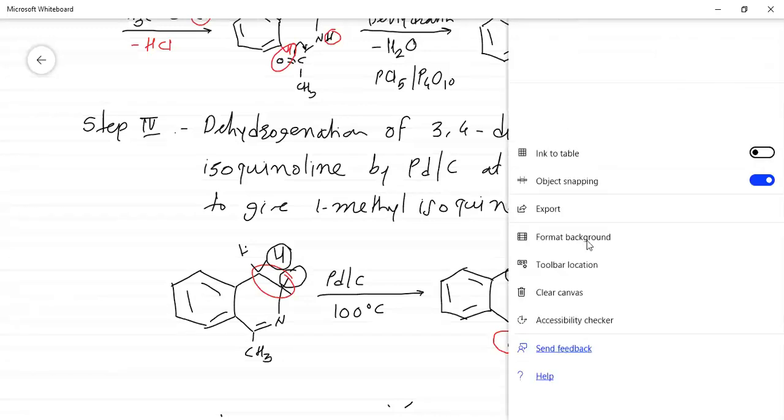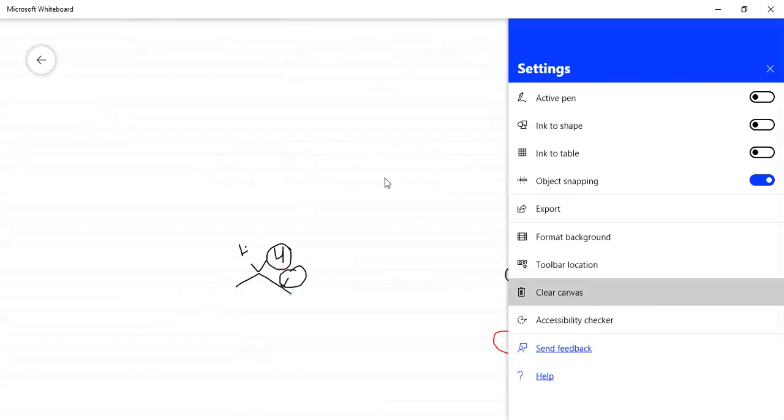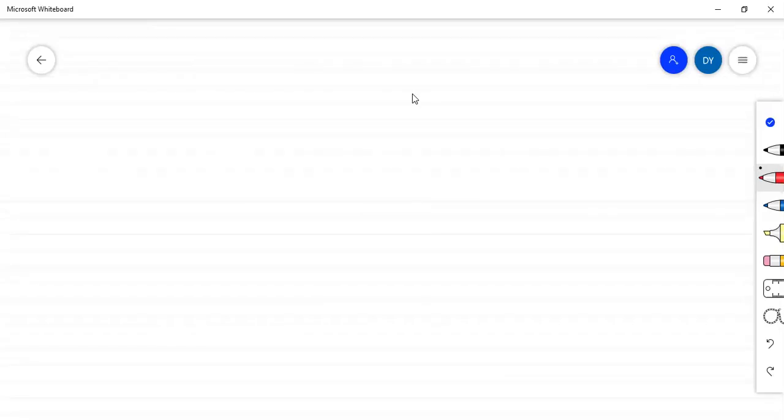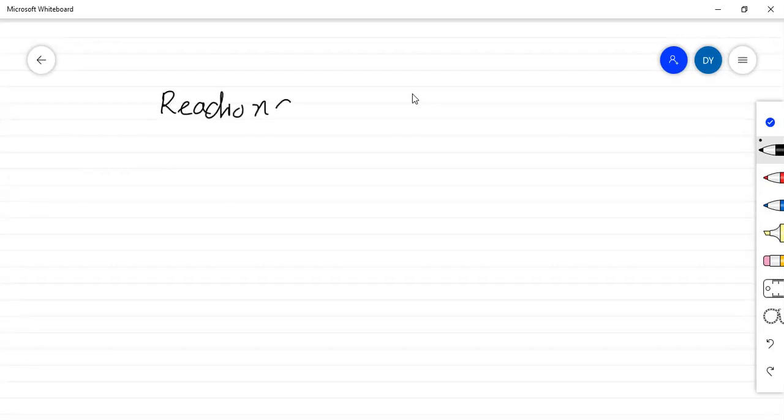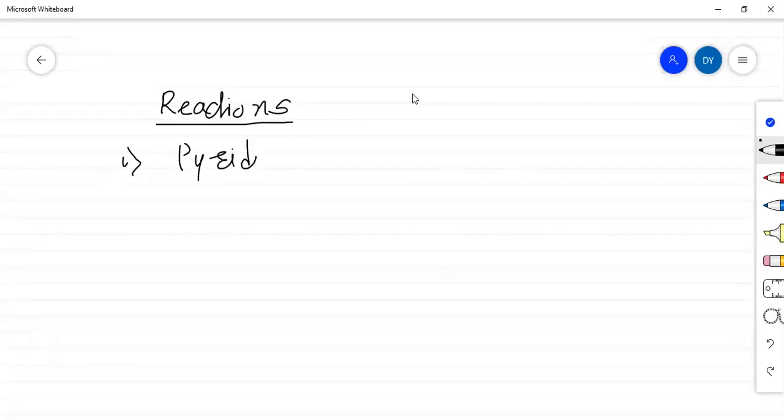So let's start with the next part, because here we already completed the preparation of all three heterocyclic compounds which are in our syllabus, and those are pyridine-N-oxide, quinoline, and isoquinoline. Now we start with the reactions part, and here first we are going to see the reactions of pyridine-N-oxide. So here we are going to study the reactions of pyridine-N-oxide.